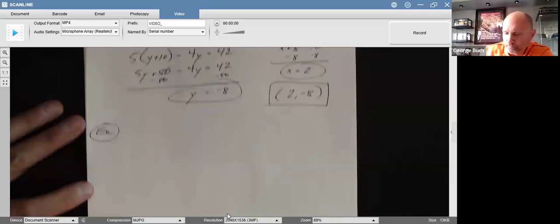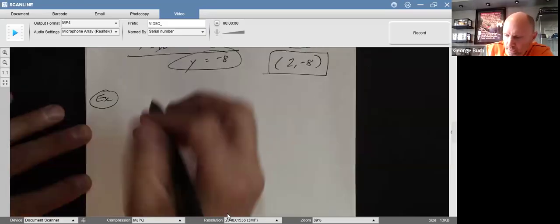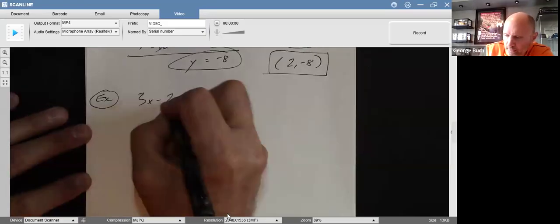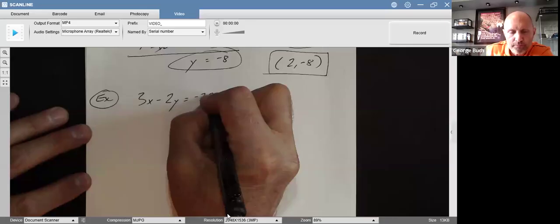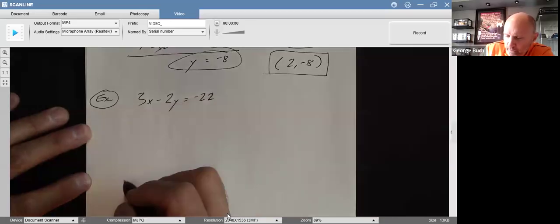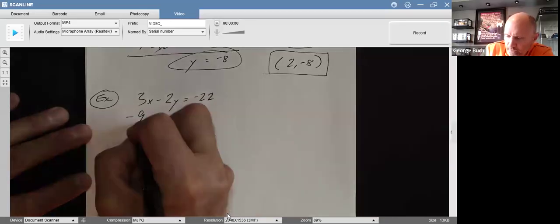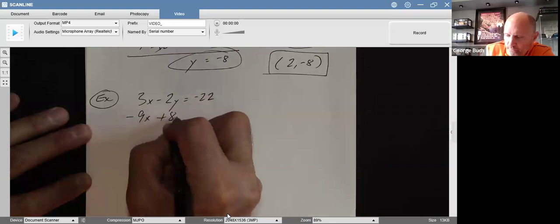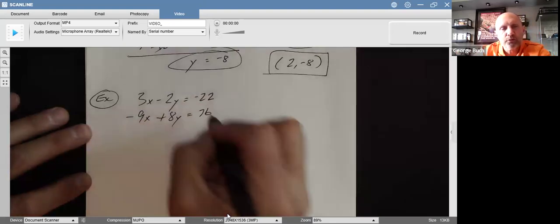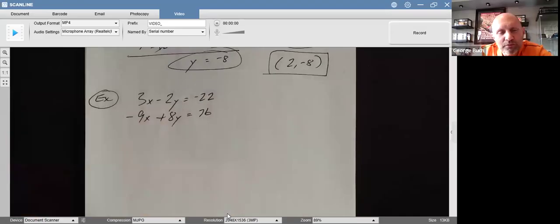Second example, we have 3x minus 2y is negative 22, and negative 9x plus 8y is 76. So in this one, it's a little bit more difficult to use substitution because I can't really get x equals something or y equals something and have nice values. I could get fractions, but I really don't want to deal with that.